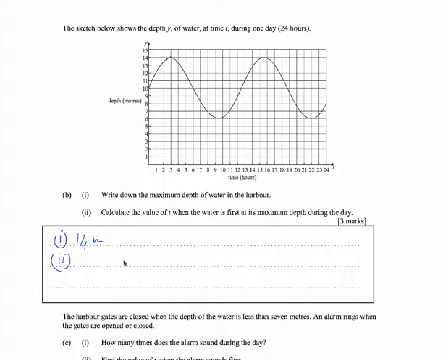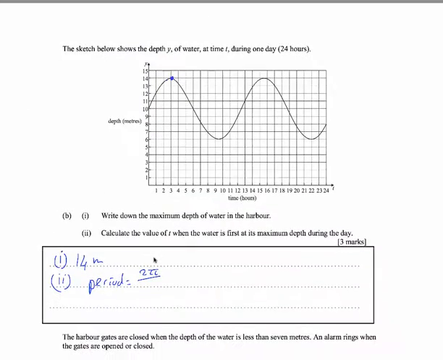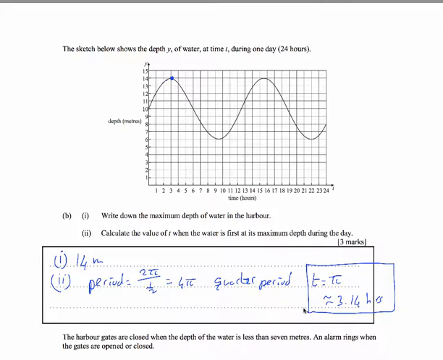Calculate the value of t when the water is first at its maximum depth during the day. So that's there, right? So that is a quarter period. So the period, I'm in radians, it's set. So 2 pi divided by what's in front. So there's a half. All right, so it's 4 pi. So a quarter period. Okay, so t equals a quarter of that, which is pi. Well, let's give a rough answer, 1.14 hours. All right, good. It doesn't ask for exact, but I might as well.